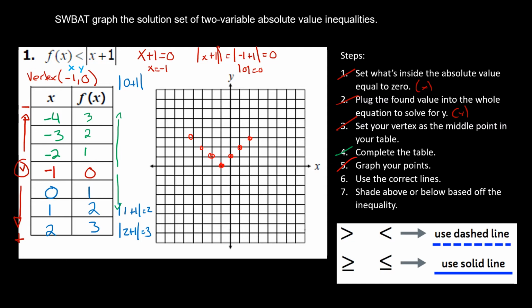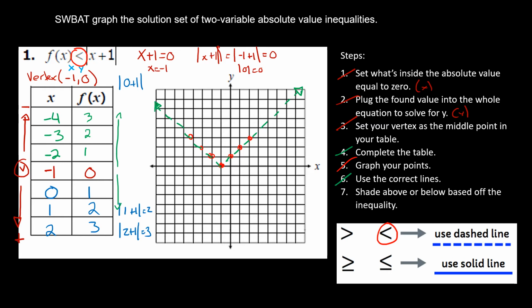Now it's just to use the correct line. In order to use the correct line, you want to pay attention to what inequality symbol we have. We have this less than sign. So when we have these less than signs, you want to be sure that we're using dashed lines. The reason for that is while these points create the line of the absolute value, we don't include these points as solutions. And so we use dashed lines when we draw. Here's my dashed lines there, and my dashed lines here. Okay, so we got that.